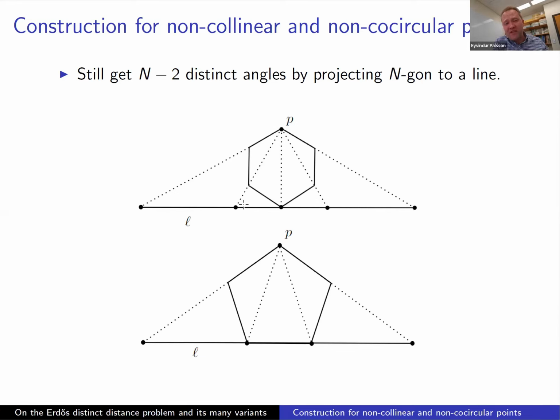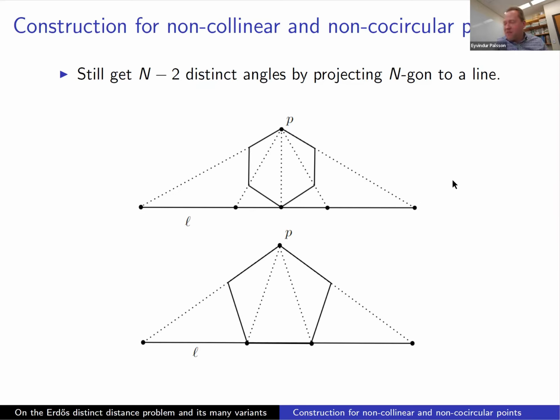And note that this point set, you don't have all the points on the line because there's one up top here, but they also are not co-circular because they're spread out. So neither non-collinear nor non-co-circular, and you still have this n minus 2 distinct angles. Granted, though, this feels like a little bit cheating because there are so many points on a line here.